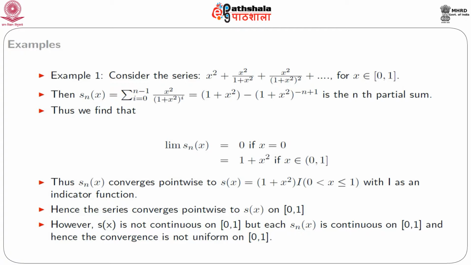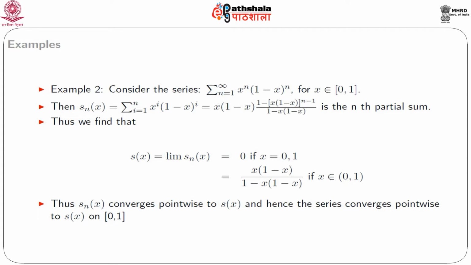However, S(x) is not continuous on the closed interval, but each Sn(x) is continuous on the closed interval [0, 1], and hence as we have seen from the consequences of uniform convergence, here the convergence is not uniform over the unit interval 0 to 1.